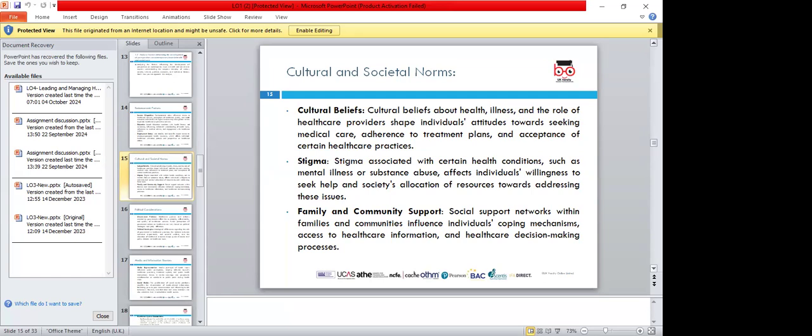Stigma. Again, we all know the stigma that is attached. When we say stigma, what are the associated issues or health issues such as mental illness or substance abuse affects individuals' willingness to seek help? And so, because some people don't want their stigma, their issues to be going out. They want to keep things secret. So even if they are dying, imagine HIV/AIDS.